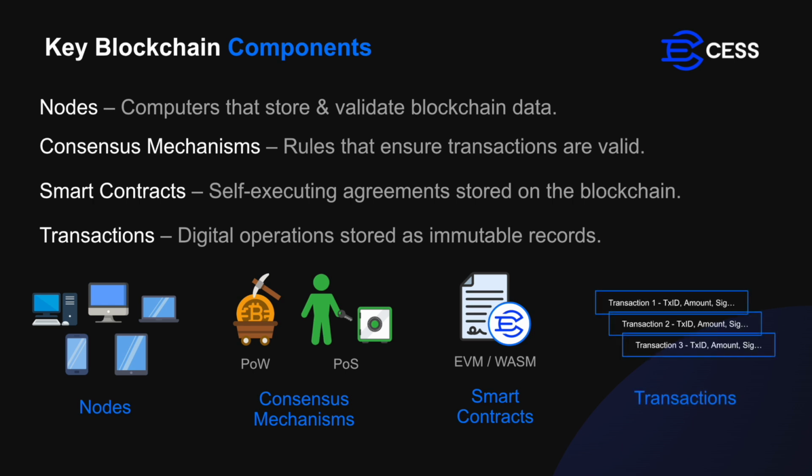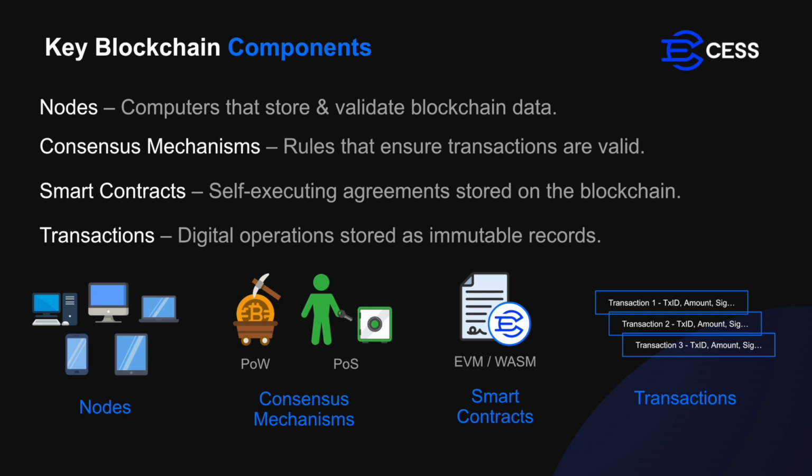Finally, we have transactions, the core activity in any blockchain. Transactions represent the exchange of data or value on the blockchain. Whether it's sending cryptocurrency, executing a smart contract, or storing data, every operation on the blockchain is recorded as a transaction. Once validated, a transaction is permanently added to the blockchain ledger, ensuring transparency and security.